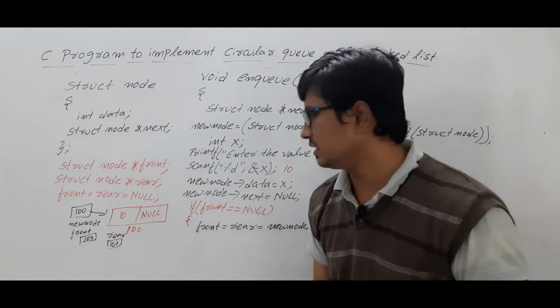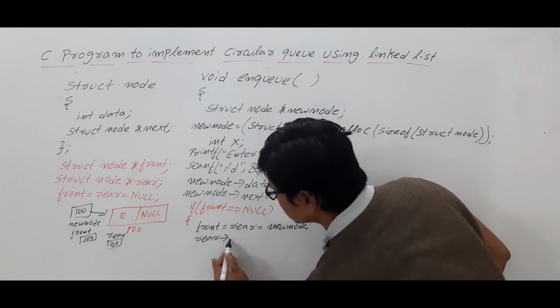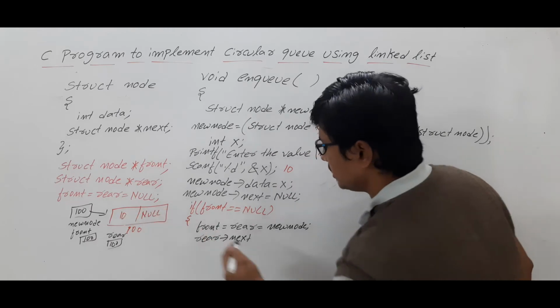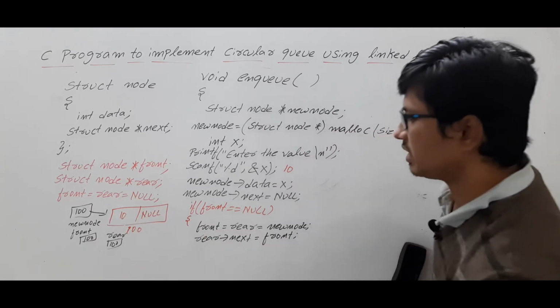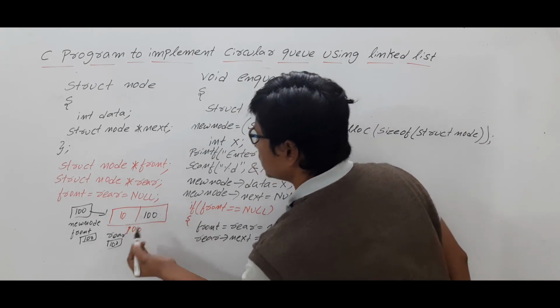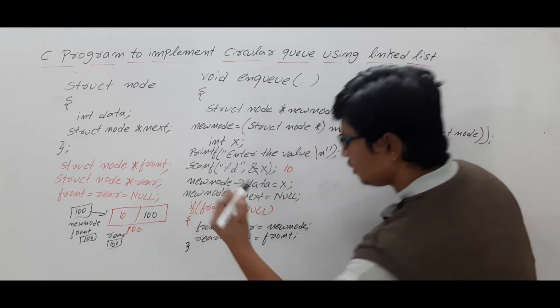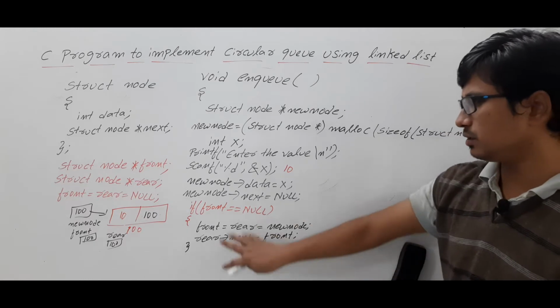So how you will write it is rear of next, this is the 100. 100's next should be equal to front. What value is there? Front is 100, so that 100 will come here. So this node is pointing to itself. Okay, so this is about the operations you will do if you are inserting the first node in the circular queue.